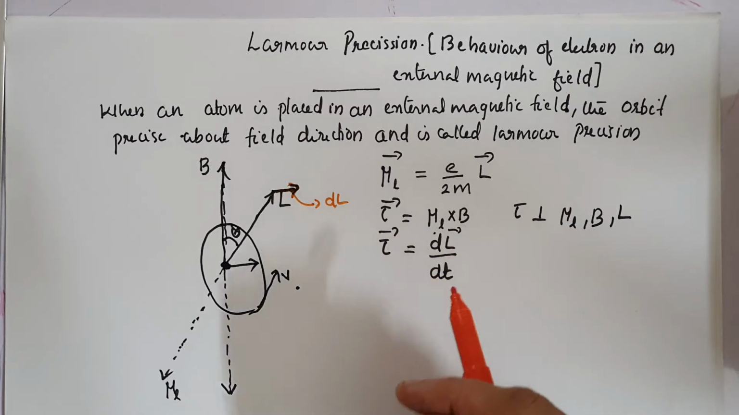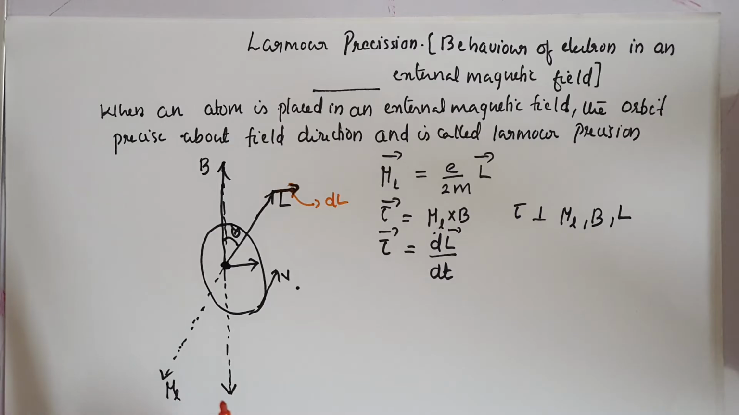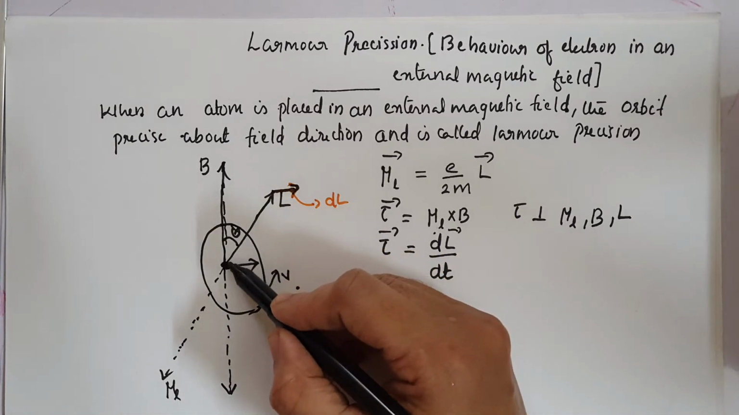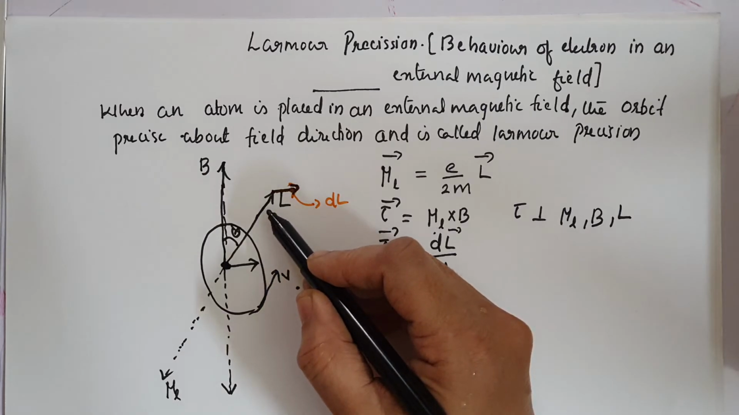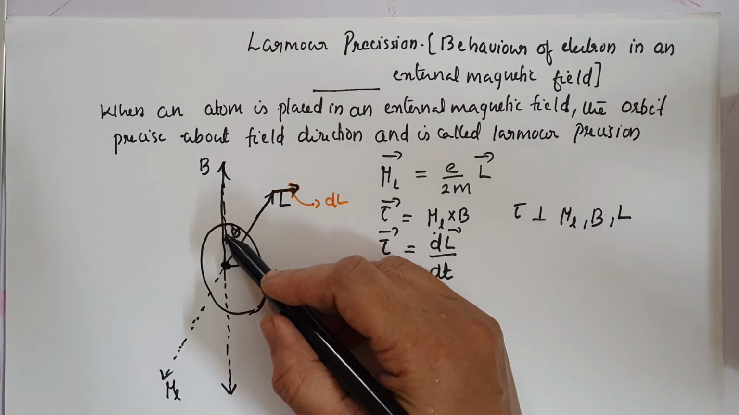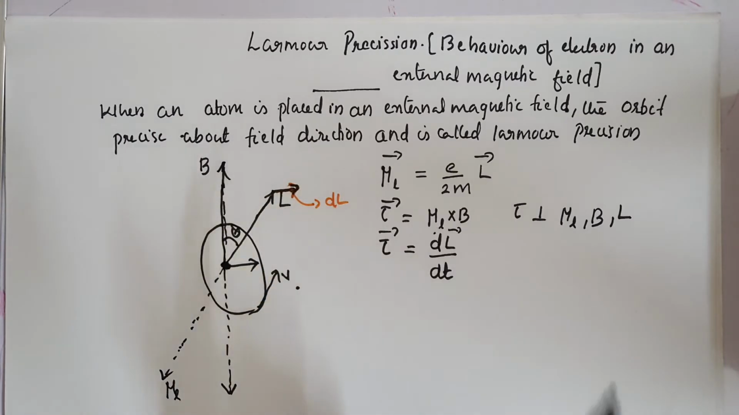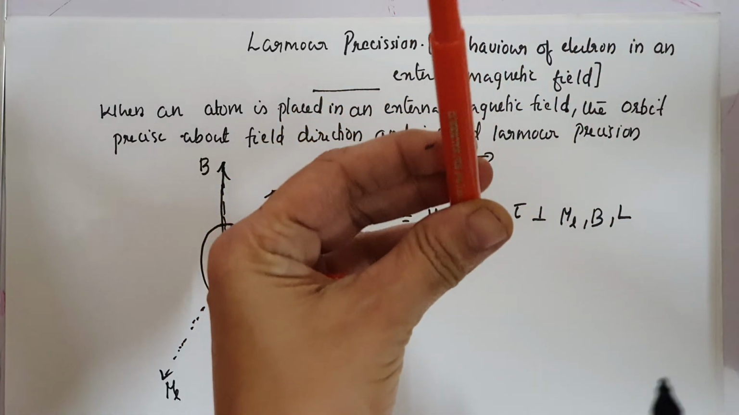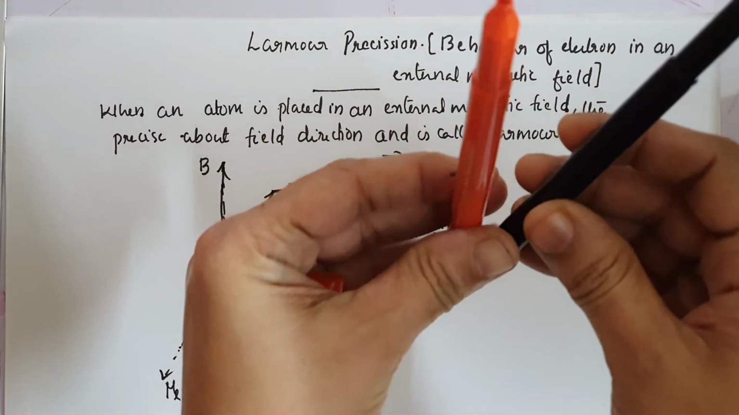But we can calculate the Larmor frequency. For that, we are assuming that here the magnitude of L remains constant, and also the angle theta between B and L is constant. Then we can represent this as the magnetic field and this as the angular momentum component.